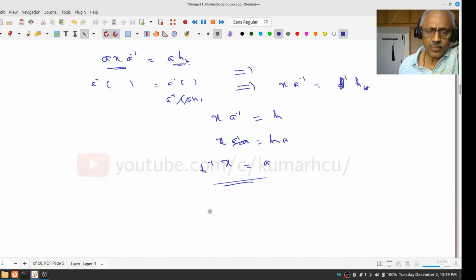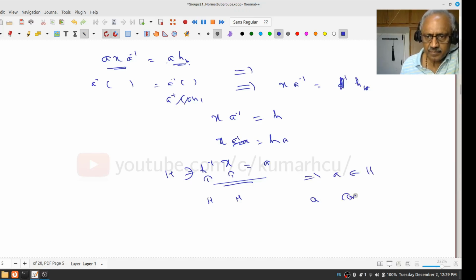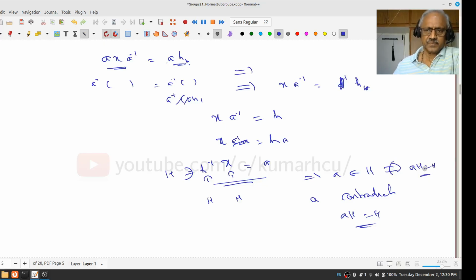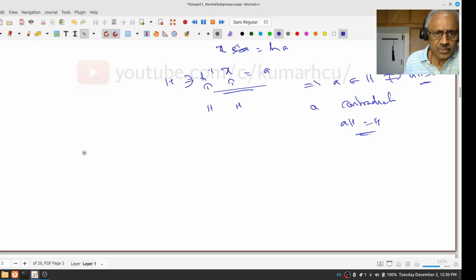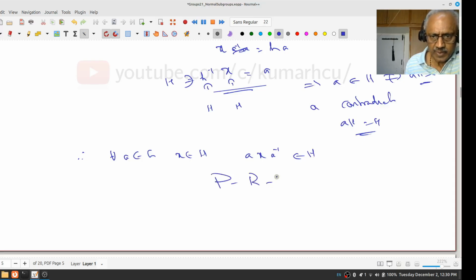Right? Therefore, again multiply by H inverse on the left, therefore H inverse X will be A. Right? Now what do I know about X? X is in H. H is in H, therefore H inverse is in H. Therefore this element is in H. That means A is in H. That's a contradiction, because if A is in H, then AH will be equal to H. But that's not true. Okay? So therefore, for all A in G, X in H, AX, A inverse is in H. Okay? Pause, review, proceed.